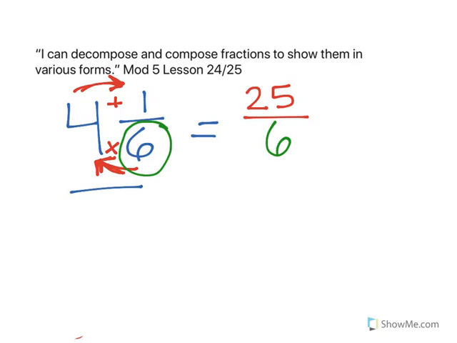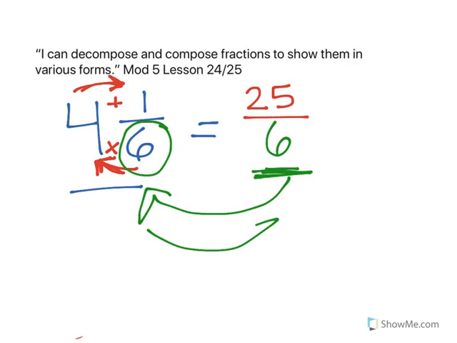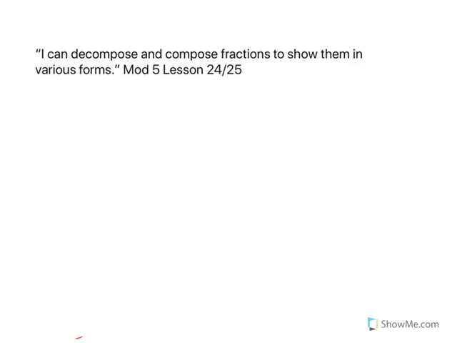So 4 and 1/6 is equivalent to 25/6, and we know that's true because we converted our improper fraction into this mixed number. So it goes both ways. All right, now we're going to start with another example.